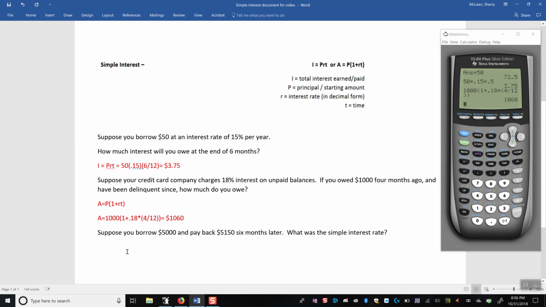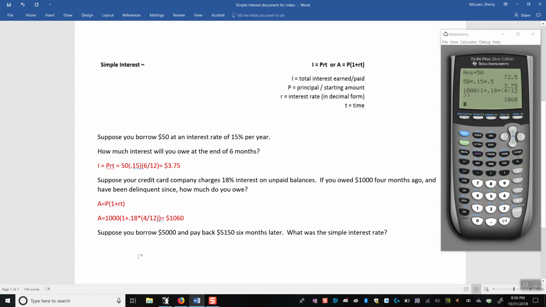As our last example here, suppose that you borrow $5,000 and pay back $5,150 6 months later. What was the simple interest rate? Okay, well in this case, we're looking for R, or our interest rate. We're still talking about a simple interest situation, so we're going to use one of these two formulas. In this case, we know the principal or starting amount that we borrow, as well as the final amount that we pay back, which is going to be both the interest and the initial amount.